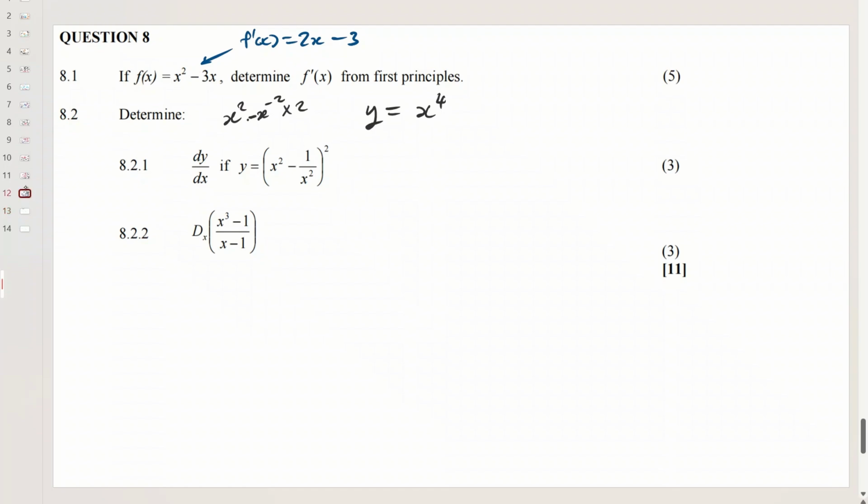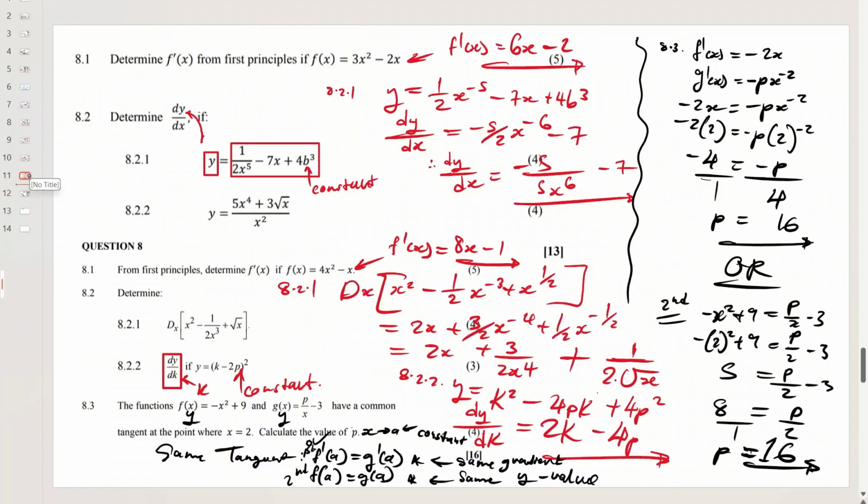Now, let me check something, guys. Just want to check something here.